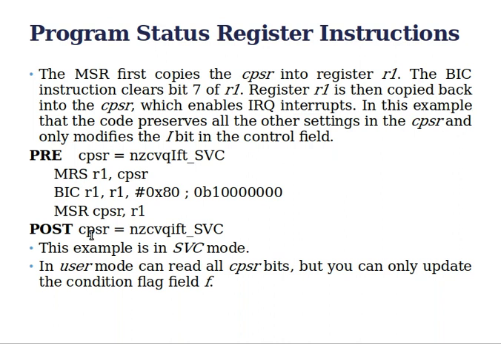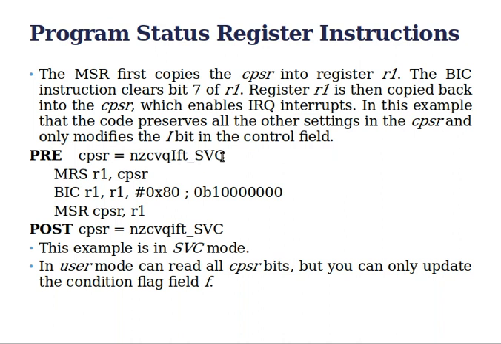Now we will go on to an example. You can see the contents which are already given here. This is the CPSR before execution, and we are using both the instructions. MRS, as you all know, is a read operation, so you are going to copy the contents of CPSR onto R1.